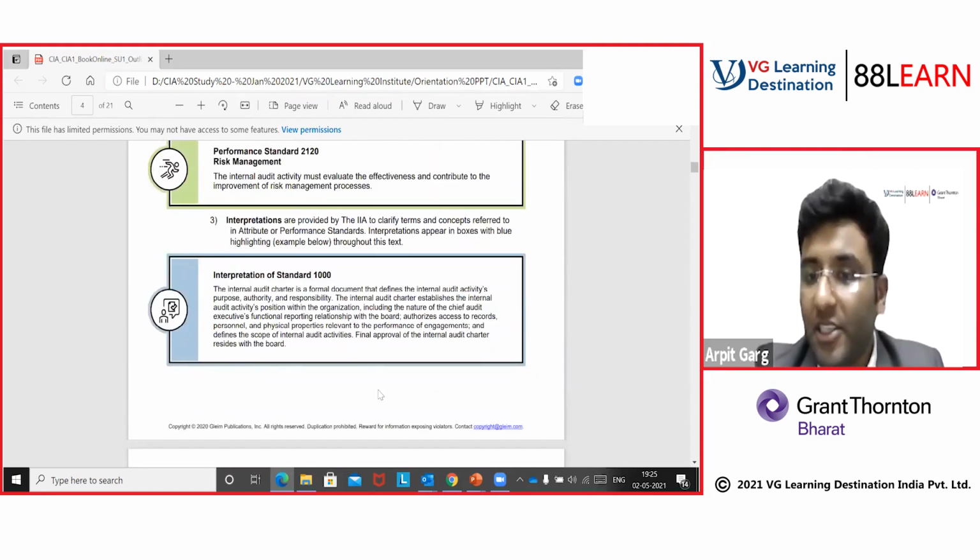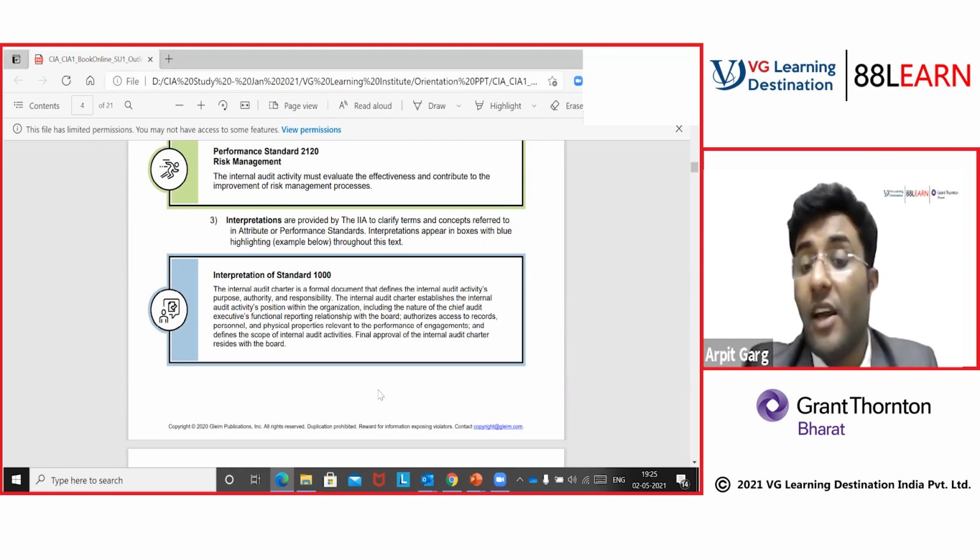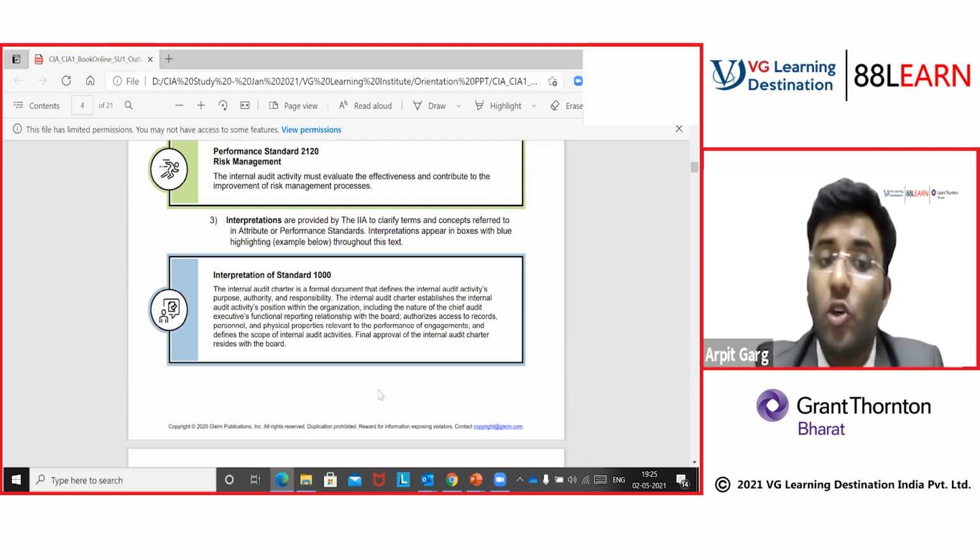Then we have interpretations. We have already covered what an interpretation is. Basically, interpretation clarifies the terms and concepts. We have to remember that interpretation standards clarify the terms and concepts referred to in attribute and performance standards. Interpretations appear in boxes with blue highlighting. Again, one example is given.